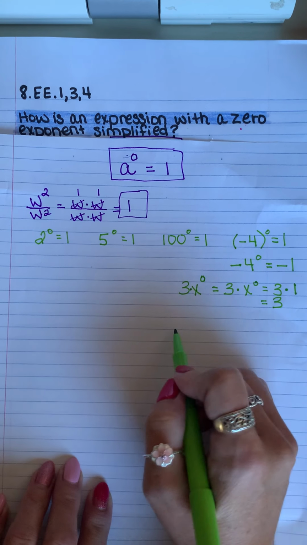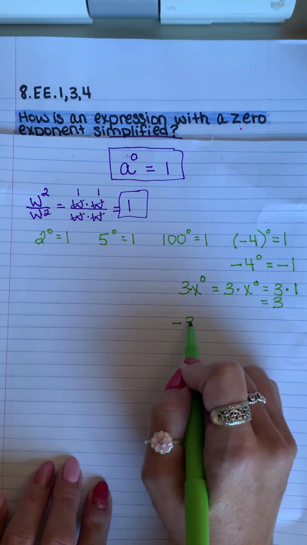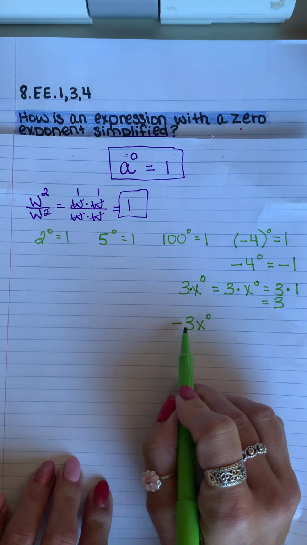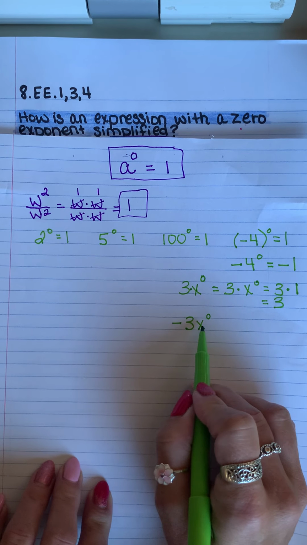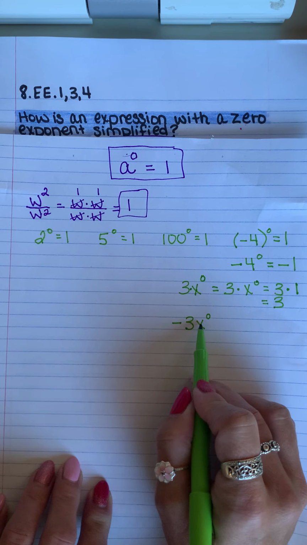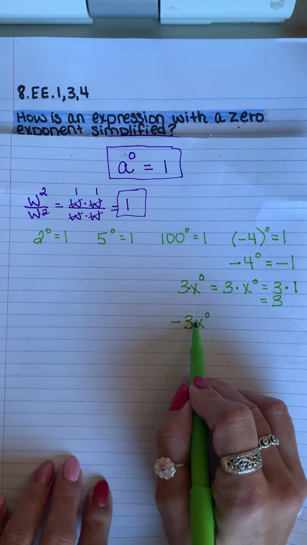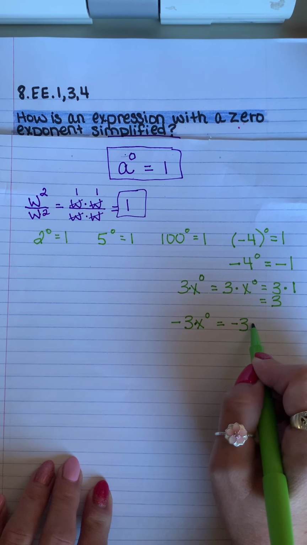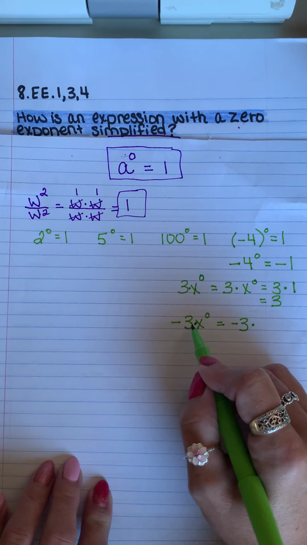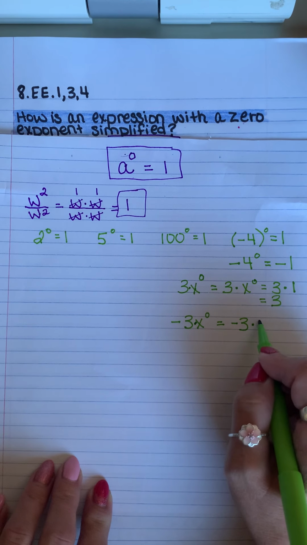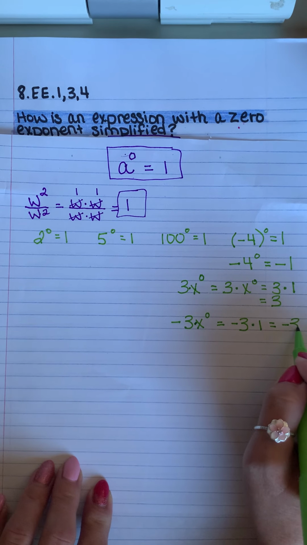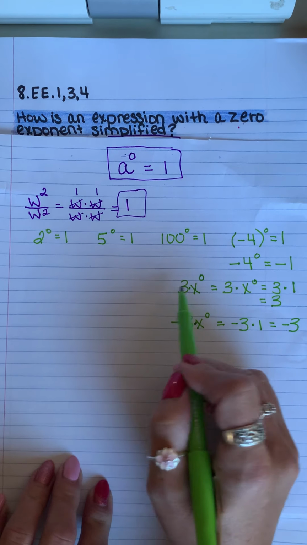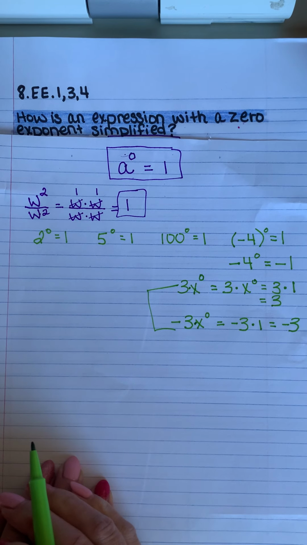And then it works the same way if you have negative 3 times x to the 0 power. I do not have this negative 3 in parentheses. So again, I'm taking negative 3 times x to the 0 power. X to the 0 power is 1, so it's like I'm taking negative 3 times 1, and that equals negative 3. So again, be watchful of those negatives. This is a common mistake that a lot of students tend to make.